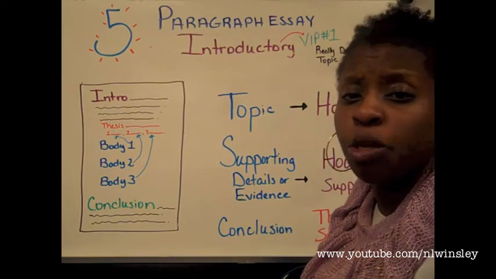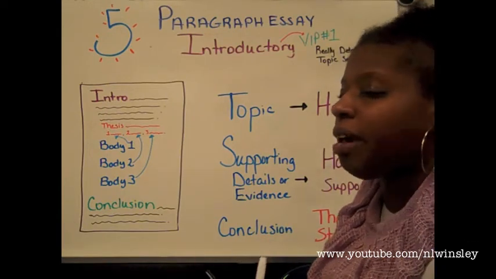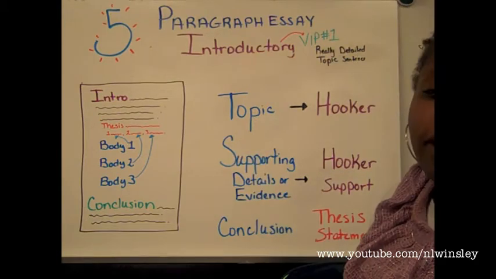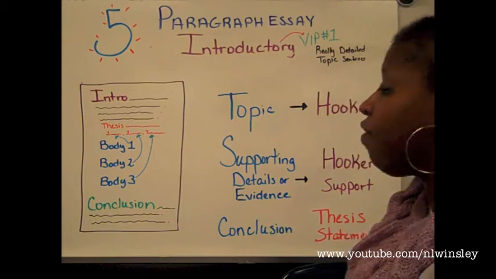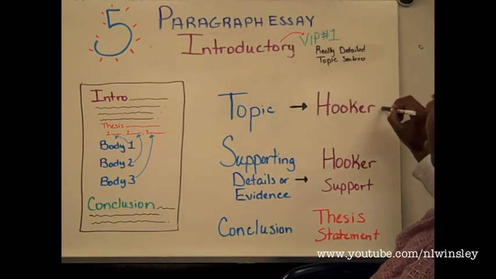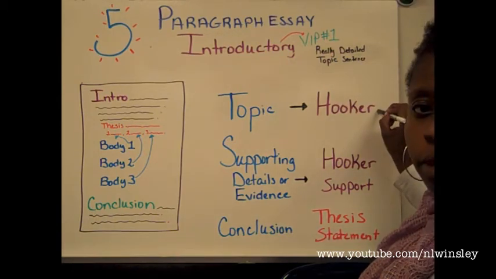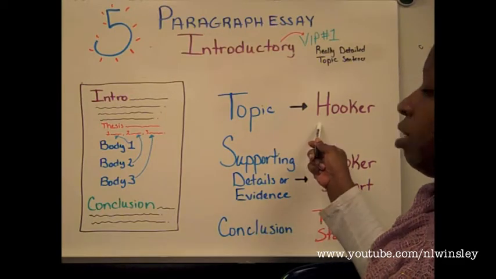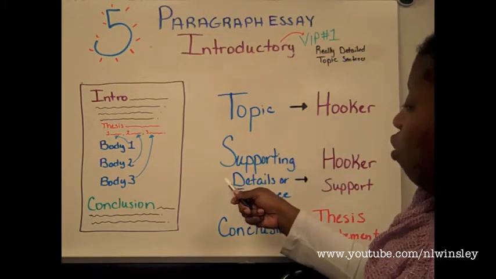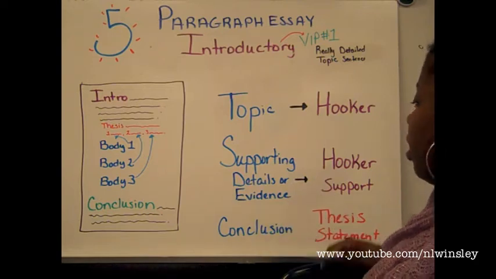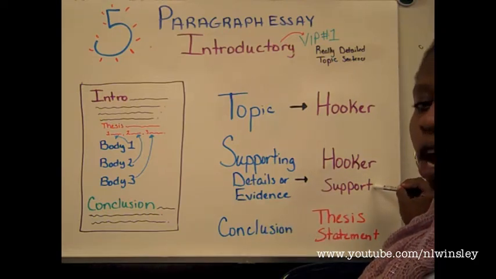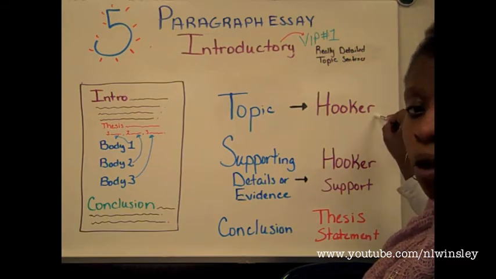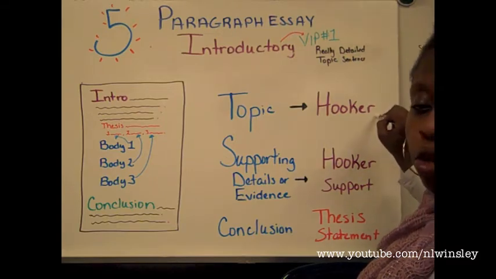Now, the introductory paragraph has some of the same concepts, but they're named a little differently. Instead of a topic sentence in your introductory paragraph, you're going to have a detailed hooker. Replacing supporting details or evidence is the hooker support: whatever sentences you need to add that will elaborate on or support the hooker sentence you just wrote.